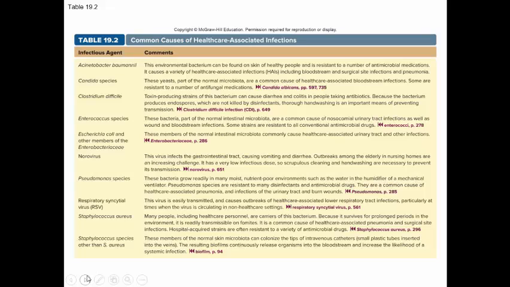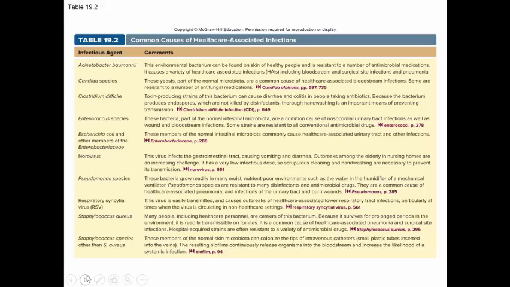Enterococcus species, that's usually from intestinal flora. Escherichia coli, these are the Enterobacteriaceae. And Pseudomonas species, these are from moist environments. Staphylococcus aureus, you can find these from fomites. And Staphylococcus other than S. aureus, you might find these in the biofilm forming from things like indwelling catheters, etc.